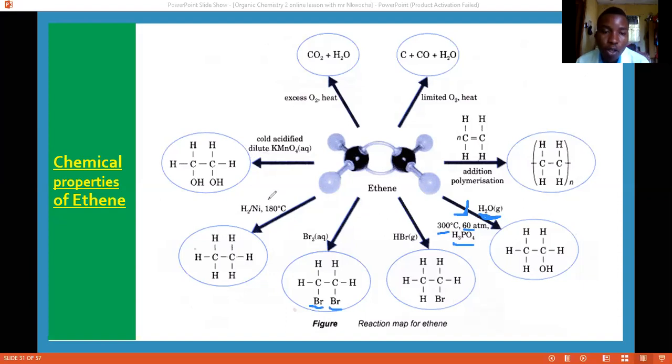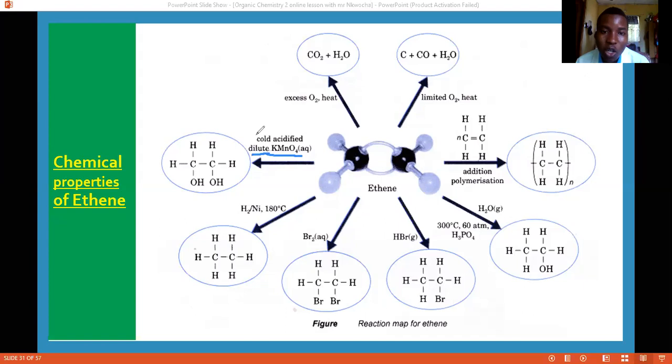Then the next compound I want to talk about is here. Look at where we are. This is what we call oxidation reaction of ethene. During this oxidation reaction, we use an oxidizing agent. Say potassium permanganate, a very strong oxidizing agent.